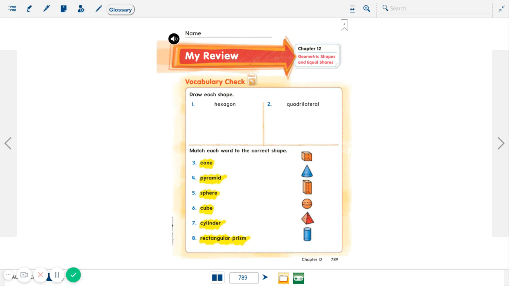Hi, second graders. Our math lesson for today is the Chapter 12 review, which starts on page 789. The first part of our review is a vocabulary check.